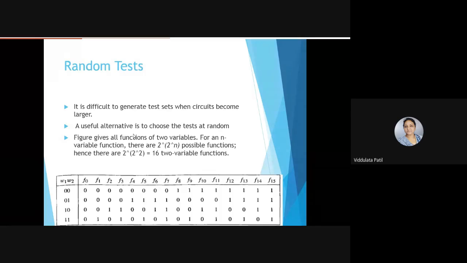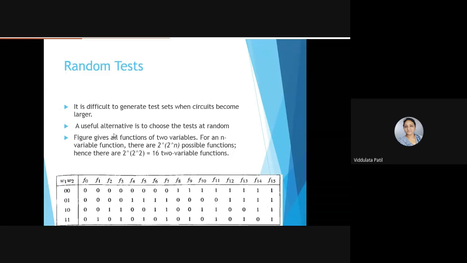In path sensitization, as well as sensitizing for the stuck-at fault model, we have to become more rigorous while choosing that test set. It is very difficult to generate a test set when the circuit is larger. Because of that, there is one more alternative, that is to choose the tests at random.